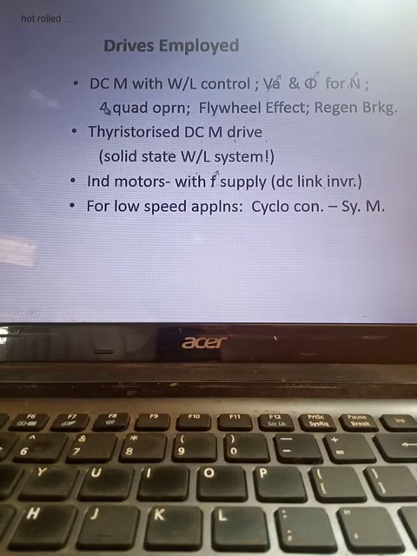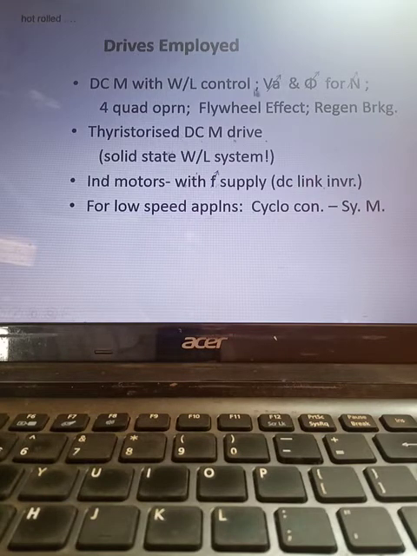And this control comes with 4-quadrant operation, so that you can have forward and reverse motoring, and forward and reverse regenerative braking. We have flywheel effect also included, so that the movement will be smoother. Regenerative braking is preferred because the motors used are of high capacity, and the regenerative braking nature is economical, and for very high capacity motors it's inevitable.